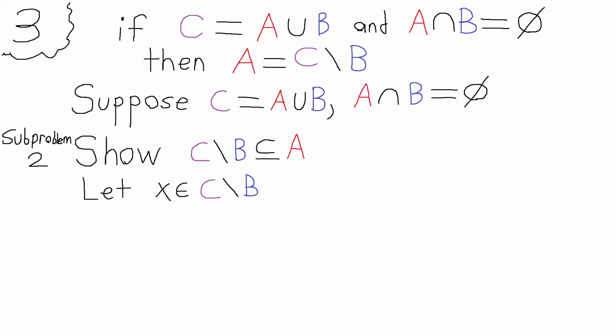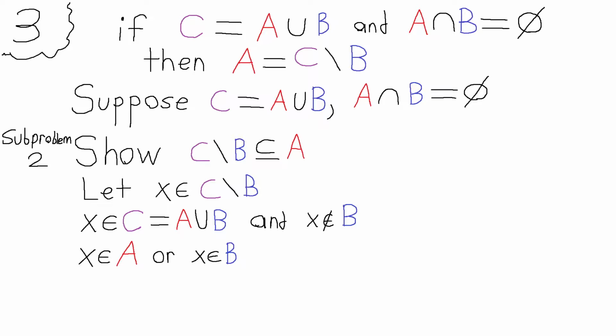Let X be an element of the complement of B and C. So then X is an element of C, or in other words, X is an element of the union of A and B. And we also have that X is not an element of B. So then we see from the union that X has to be an element of A. Thus, we have shown that the right side is a subset of the left side. And combined with the previous part, we conclude that A is equal to the complement of B and C. So we are done with problem 3.